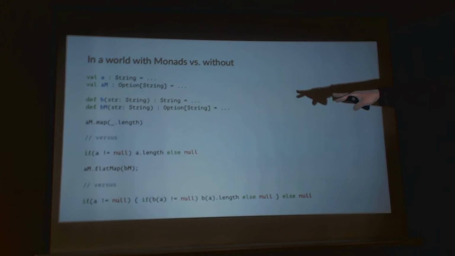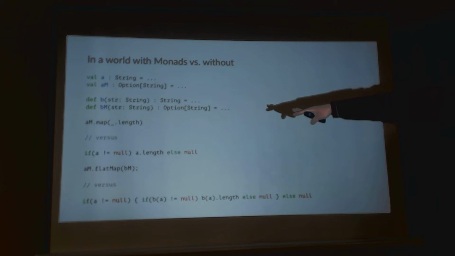Say you want to combine AM and BM. Well, you just do a flat map there. That'll work in all cases, with AM and BM having a value or not having a value.